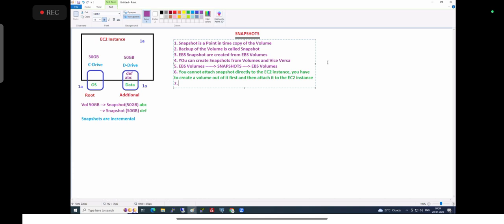There is a question. Sir, is snapshot only for EBS, or can we create it for others as well? No. If you're talking about backup, it is snapshot only. Can we take a snapshot of ISV? No.